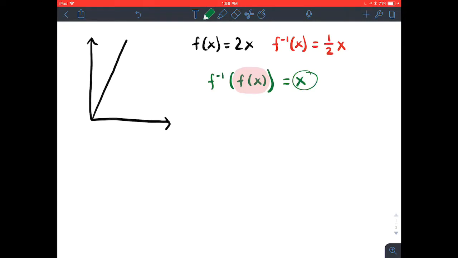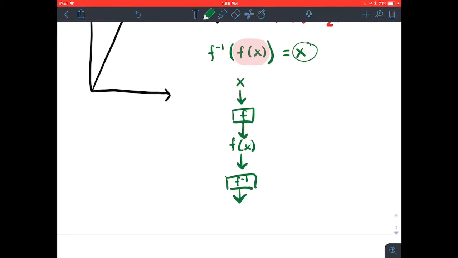So in graphical form, what this might look like is x goes into a function, f of x comes out, that goes into the inverse function, and what comes out of the inverse function is simply our original x. So after going through first f and then f inverse, we're back where we started.